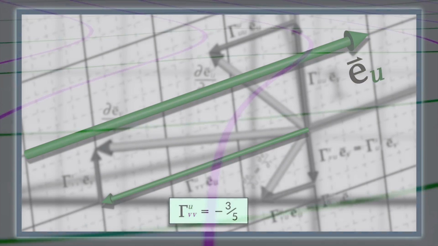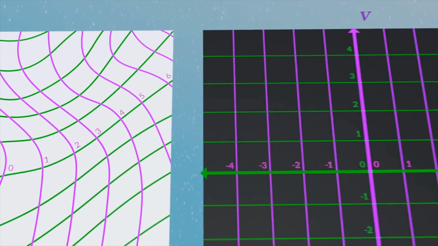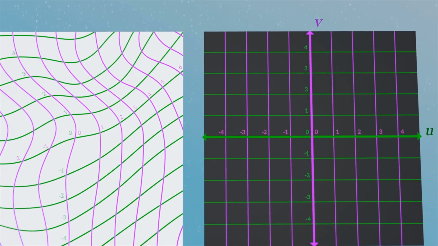Now, the objective of doing all this was so that we could have a way of talking about the manifold from within the curvilinear coordinate system itself. That is, from within the parametric space where those curvilinear coordinates live.